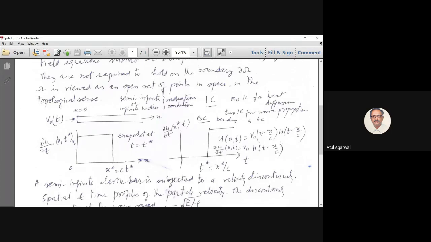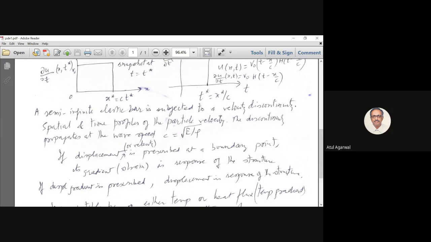H(t minus x by c) is equal to 1 when t is greater than or equal to x by c. Before that it is 0. If you integrate this expression, you will get this answer. Simple integration gives you this. So that gives you the displacement at a point x and time t.